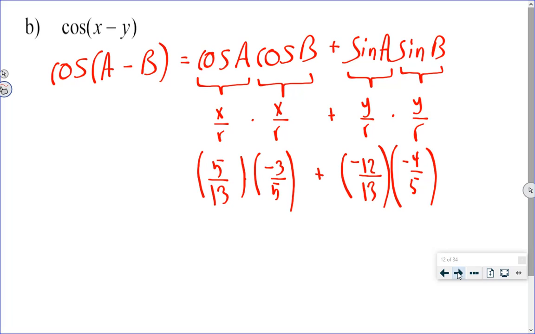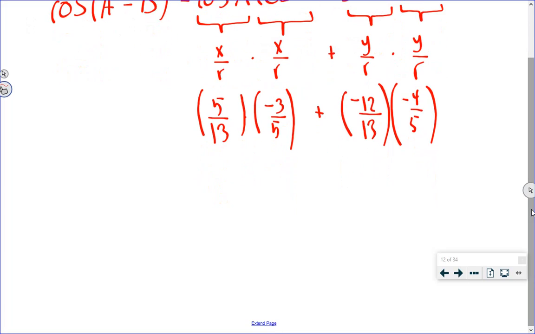So it looks good. All right, so now we simplify this. We get negative 15 over 65 plus 48 over 65. You can put these numbers together. It works out to 33 over 65. Can you confirm that when you crunch these numbers, and you can do it on your calculator, that you get 33/65?